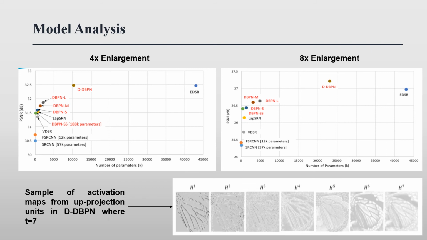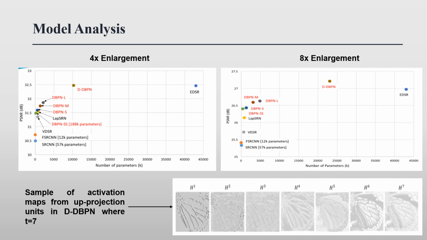Extending the model analysis, comparing the number of parameters and the peak signal to noise ratio for 4 times enlargement and 8 times enlargement, one can observe here FSRCNN, that is fast super resolution convolution neural network, has 12K parameters, that is a small number of parameters, and has about 30.7 to 8 dB.